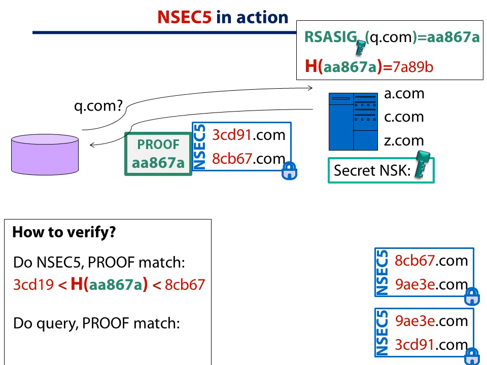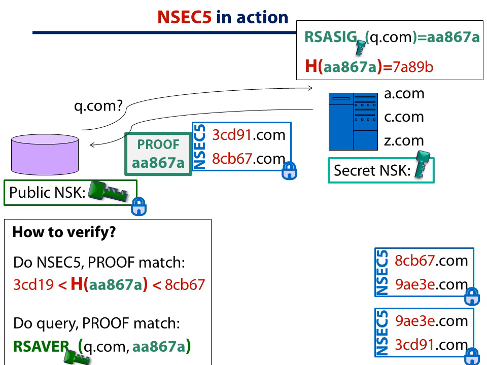This is the place where we start to use the fact that we've used RSA. You'll remember that RSA is a signature algorithm that has a secret key used for signing and a public key used for verifying. If the resolver had the public key that corresponds to the secret NSK, he can use this public key to do an RSA verification to check that this proof value is really an RSA signature on the query. If the RSA verification on the query and the proof succeeds, you know that the proof value was really the signature on the query, and that way you know that the proof and the query match.